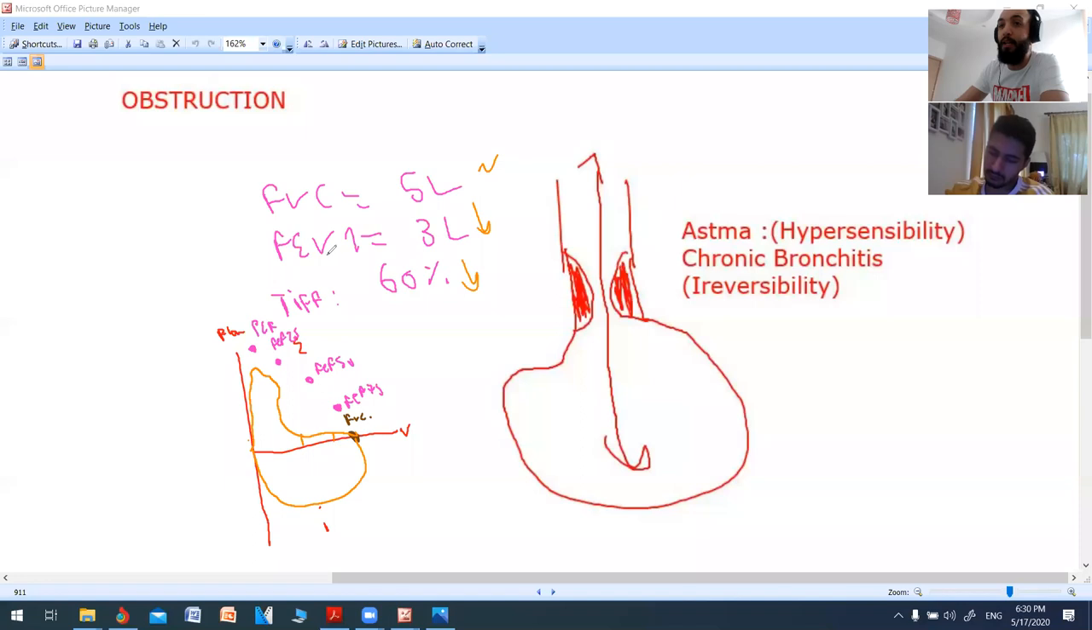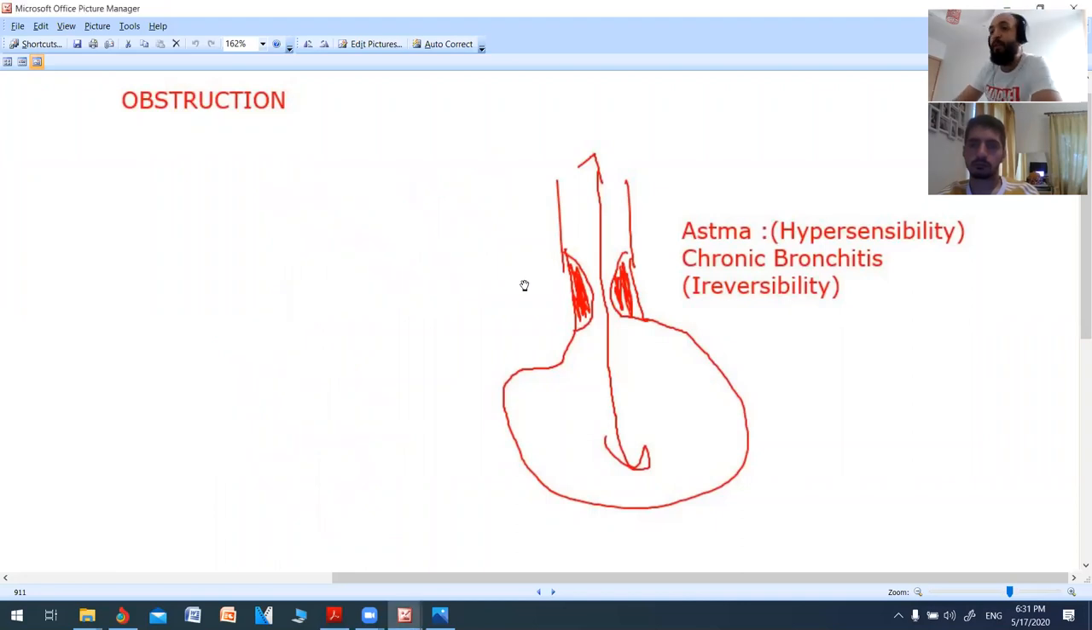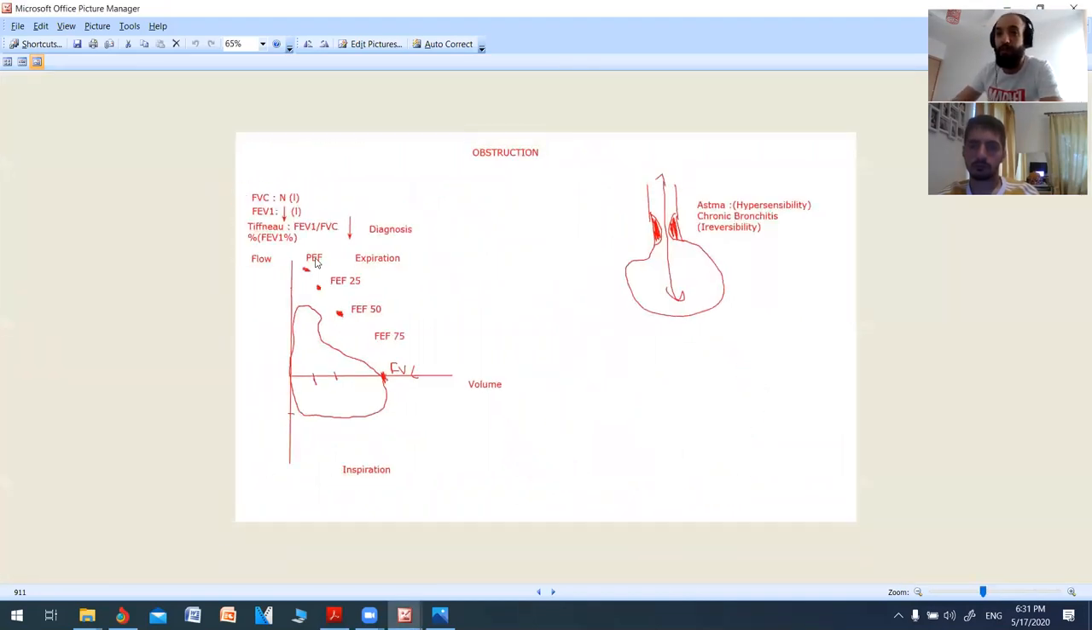If the FEV1 increases by 20% or 200 milliliters, I know that this person has what? If I repeat the test and the FEV1 is increased, what does he have? Asthma or chronic bronchitis? Asthma. That means that the airway got bigger. It responded to bronchodilation. You understand? Fine. Now, this is the example.